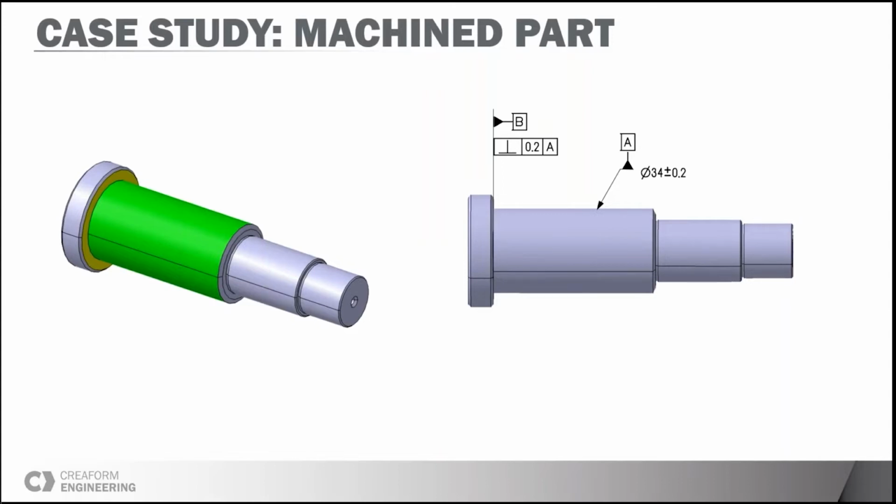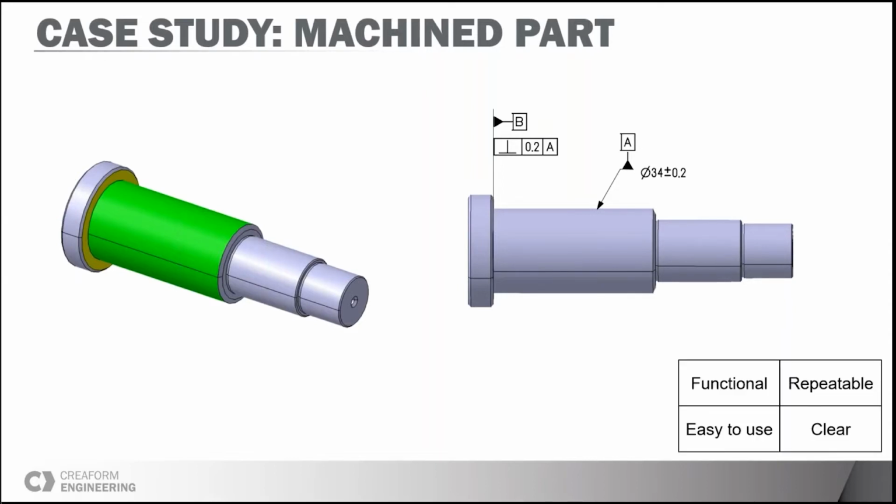So if we bring back our evaluation grid from the beginning, for this one, it really hasn't been that hard. We have defined datum that were super functional. They are directly on machined features, so they should be repeatable. They are quite easy to use, and the definition is clear. So this one was the easiest.